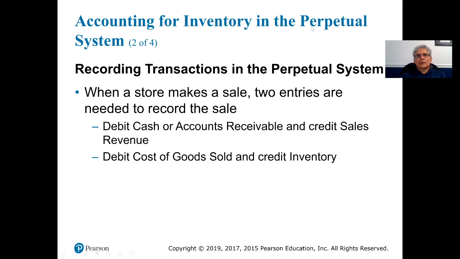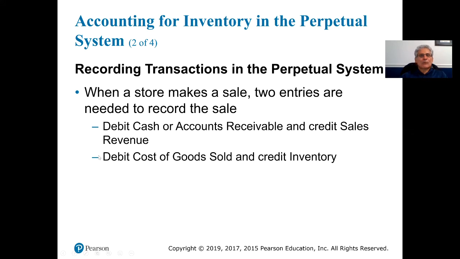So focusing on perpetual, we're going to be recording transactions in the perpetual system. That would include when a store makes a sale, 2 entries are needed to record the sale. The first is going to debit cash or accounts receivable, cash if it's sold for cash, accounts receivable if it's sold on account, and then credit sales revenue. So we debit cash or accounts receivable and credit sales revenue.